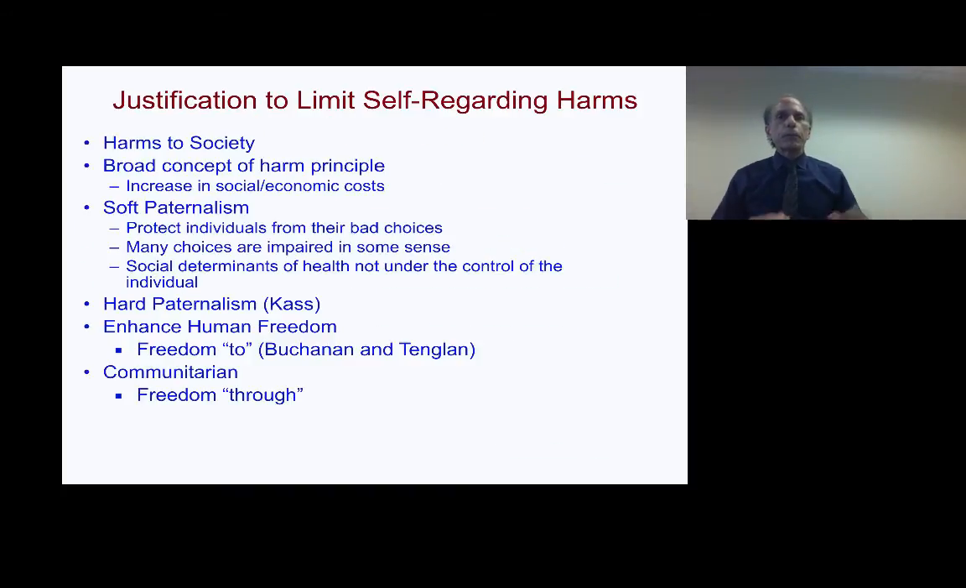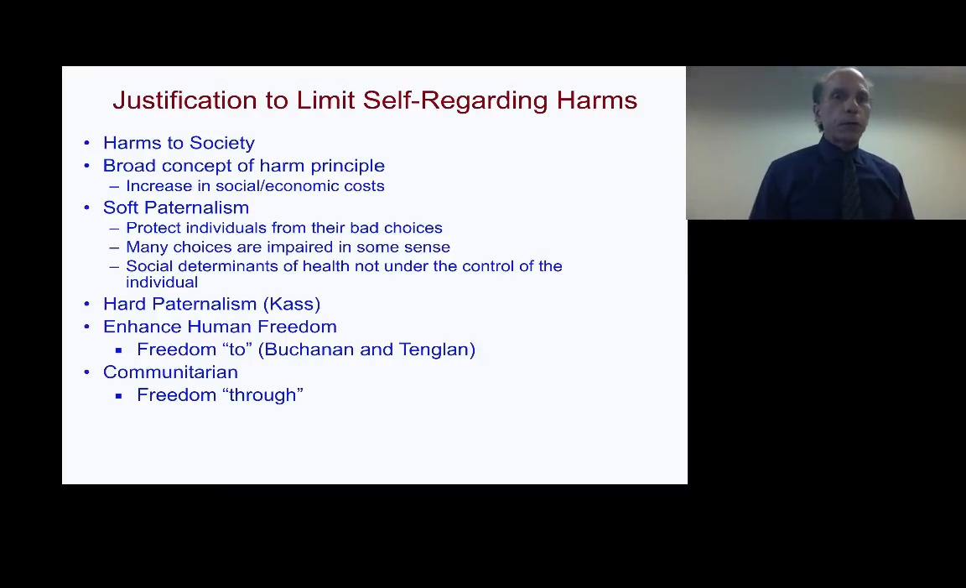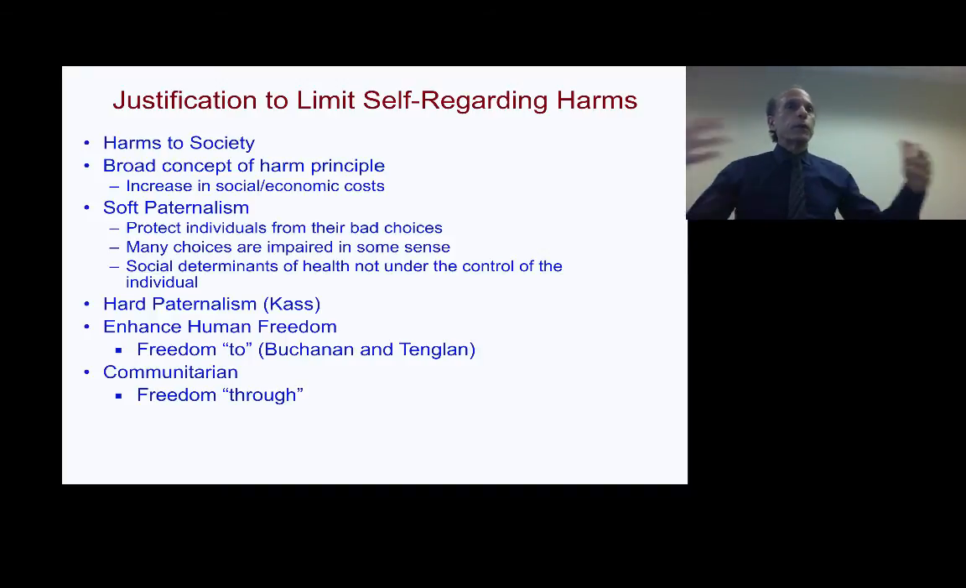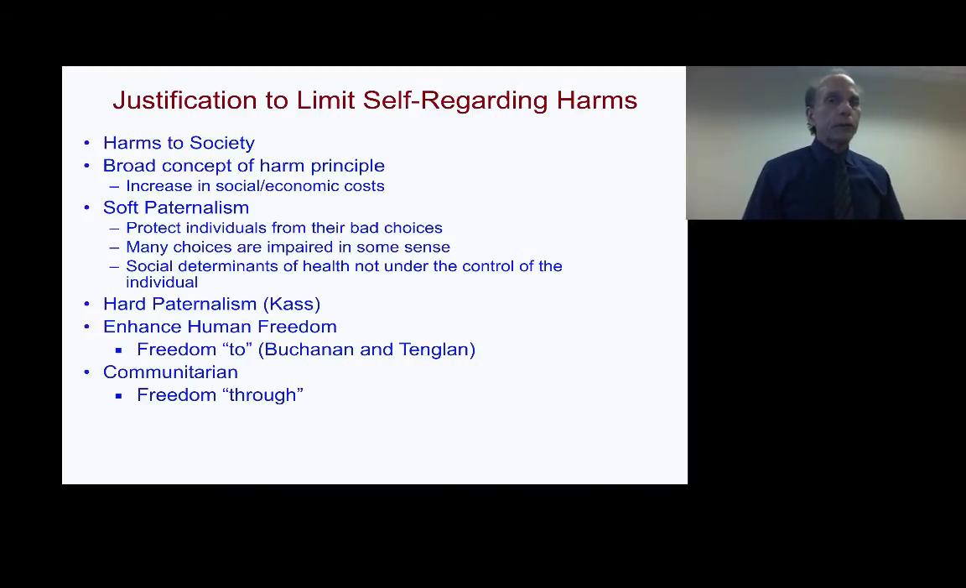Now we come to the summary slide regarding justifications to limit self-regarding harms. This would include if the action has harms to society, or we could invoke a broad concept of the harm principle that would include an increase in socioeconomic cost. Of course, these two latter categories would mean that the action has self-regarding harms and other-regarding harms.